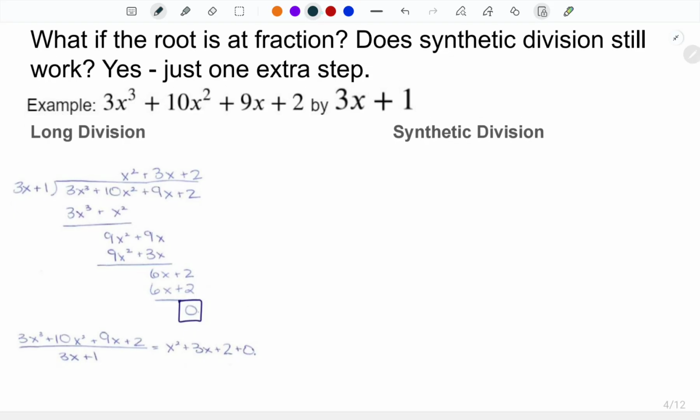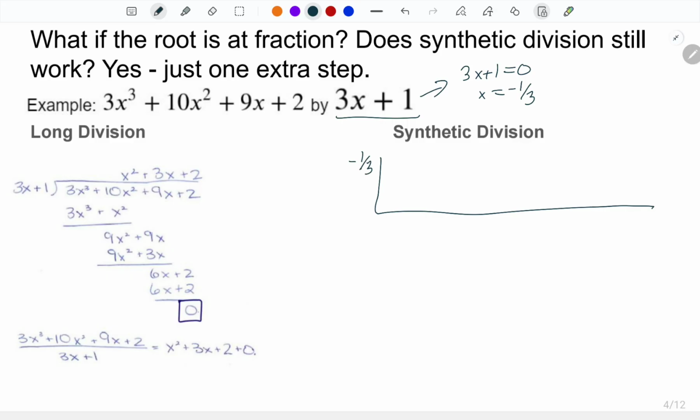And we're going to do one where you have a root that is a fraction. So we're dividing by 3x plus 1. You can think of it like, what's the corresponding factor, the corresponding x-intercept, the root? Well, 3x plus 1 equal to 0. If you solve for x, that would be negative 1/3. Okay, so that's going to get us started with our synthetic division. So the negative 1/3 goes on the outside.